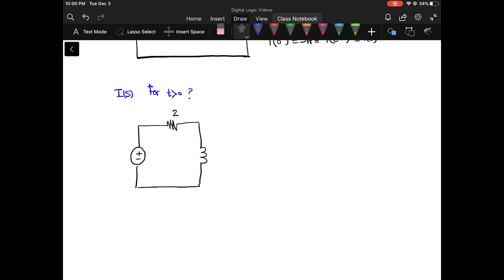This was 2, this was 1 henry, and 2u(t). Now, this is at time t greater than zero, but we need to find I(s). So I have to go to the Laplace domain in order to find I(s), right? So what can I do? I can just take everything to the Laplace domain.